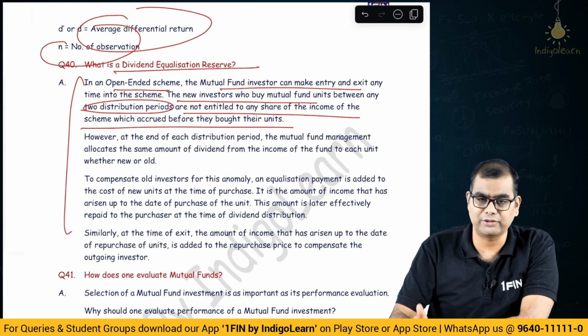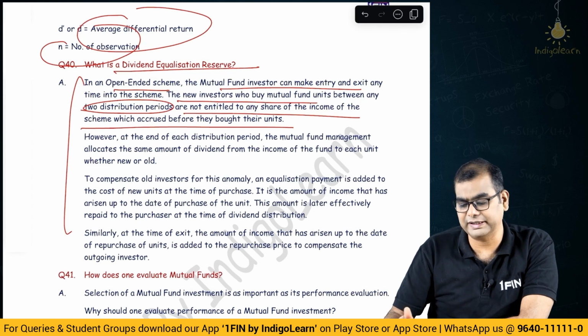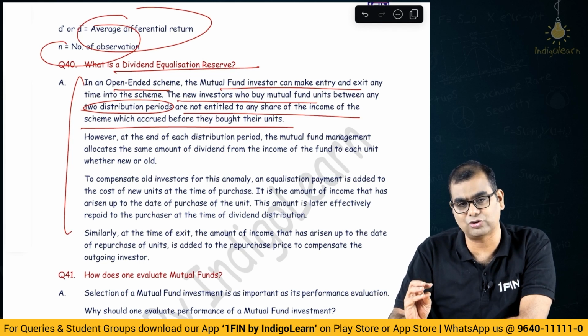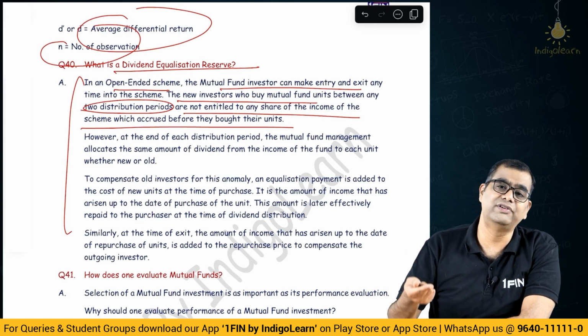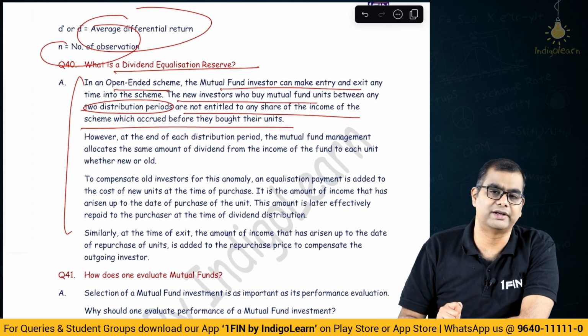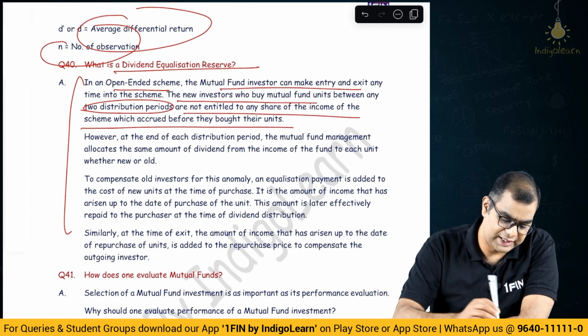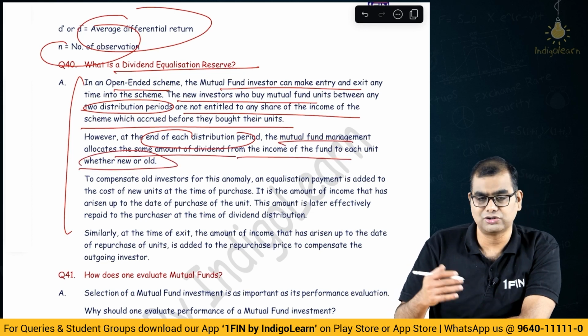So, what mutual funds usually do is, to the people who are subsequently joining, they take the total gain that is made till that day, divide it by the total number of units that are there till that day, and arrive at a per unit value, which is added as a dividend equalization amount to the fresh issue of units. At the end of each distribution period, the mutual fund management allocates the same amount of dividend from income of each fund to each unit, whether new or old.